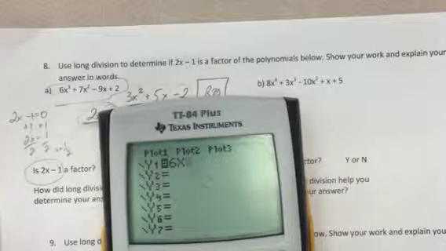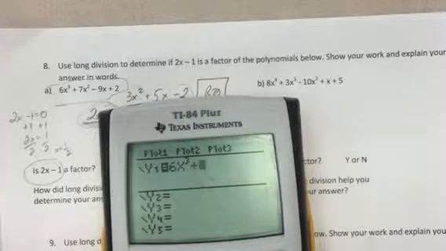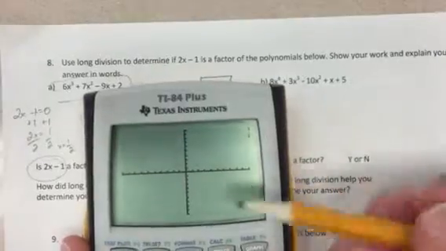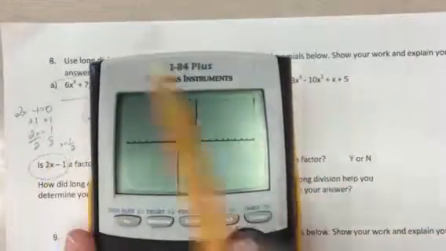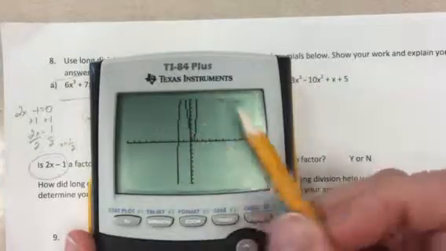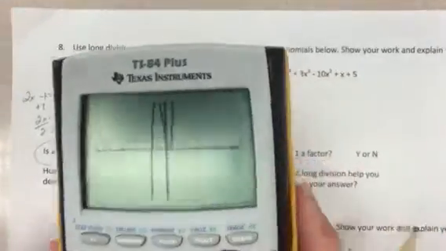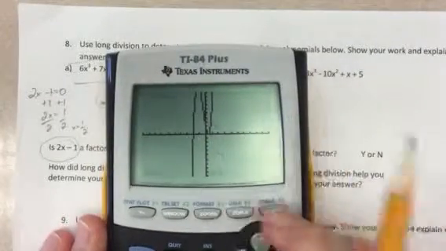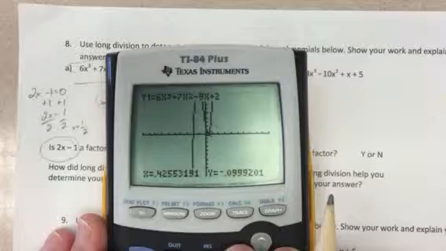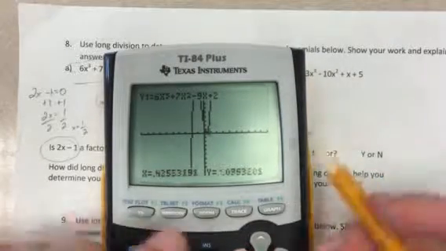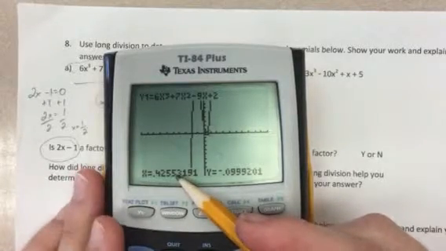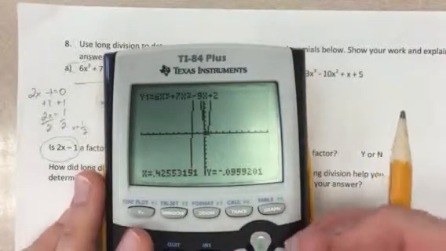So I'm going to do that right now. 6x to the third plus 7x squared minus 9x plus 2. So I'm going to graph this, and I'm looking for it to cross the x-axis at positive 1/2, or to touch the x-axis at positive 1/2. Now, if you look here, it looks like it kind of does, but it's hard to say if that's exact. You can trace and see, and it looks like, yeah, notice that you're getting close to y equals 0, and you're getting close to x equals 0.5, which is the same thing as 1/2. But again, it's not perfect.